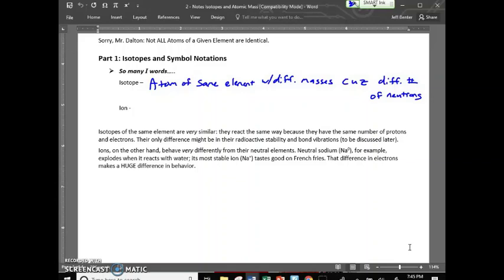So then going back, if you change the number of neutrons in an atom, you get a different isotope. If you change the number of protons in the atom, you get a different element. What happens if you change the number of electrons in an element? Well, then you get what's called an ion. Right? And so an ion is an atom with a charge.